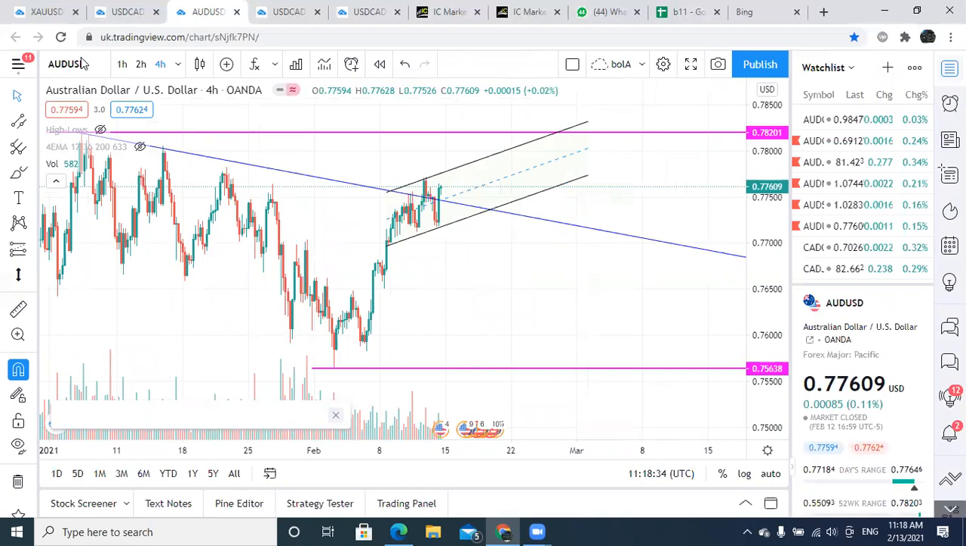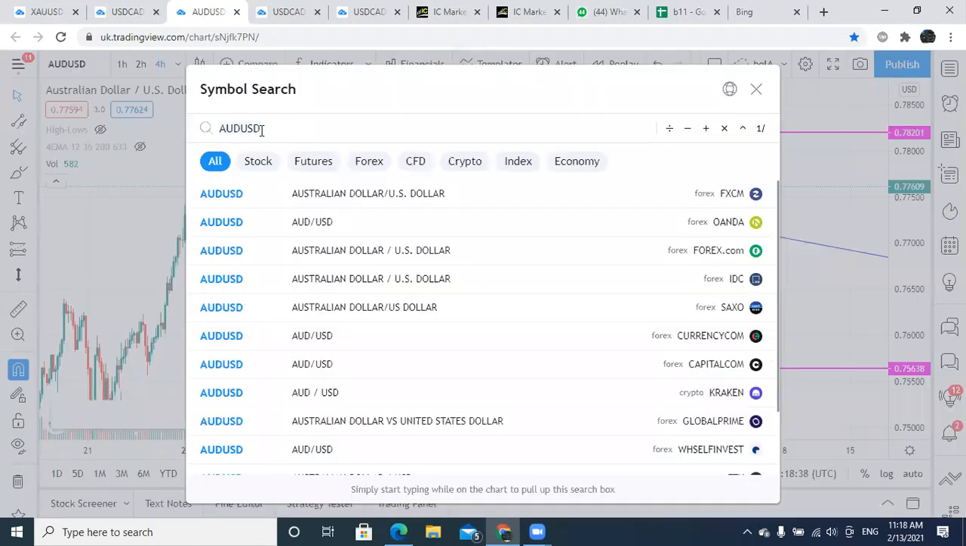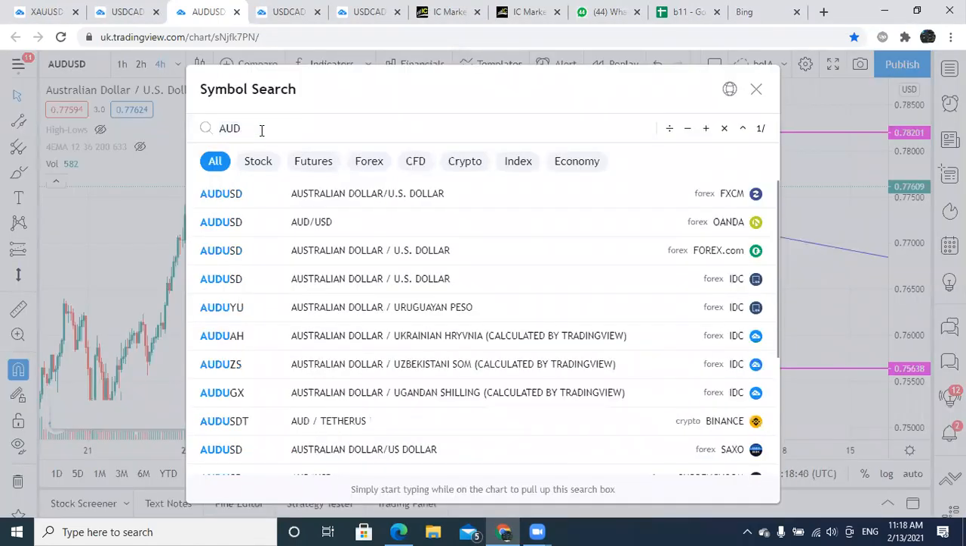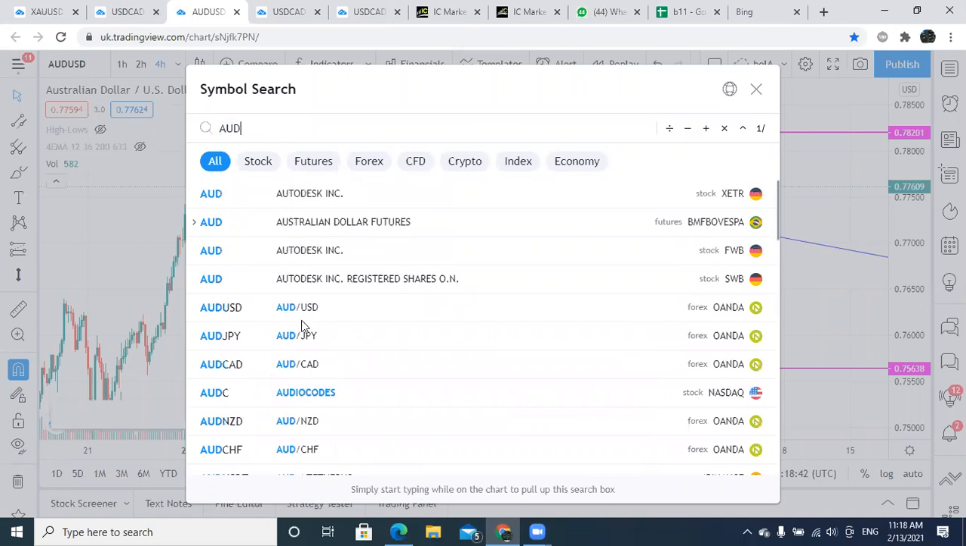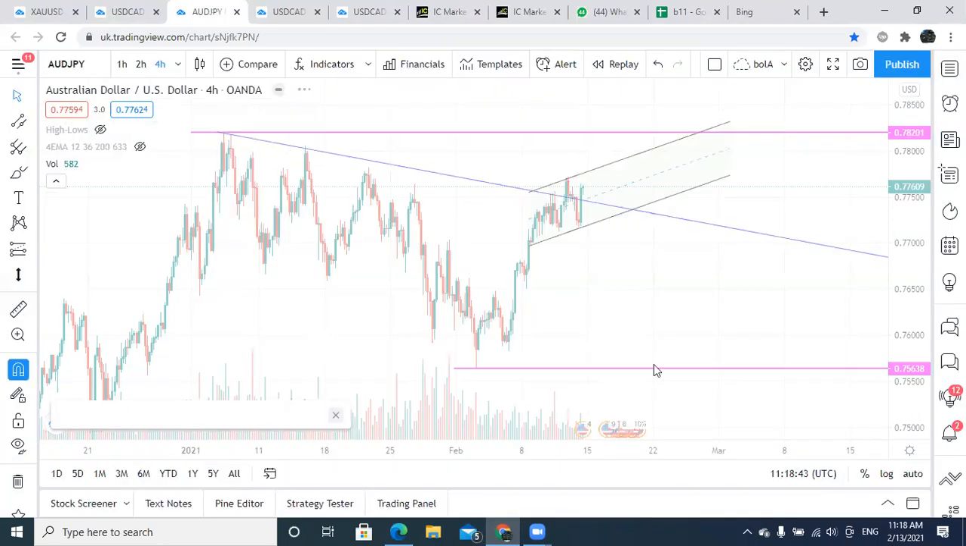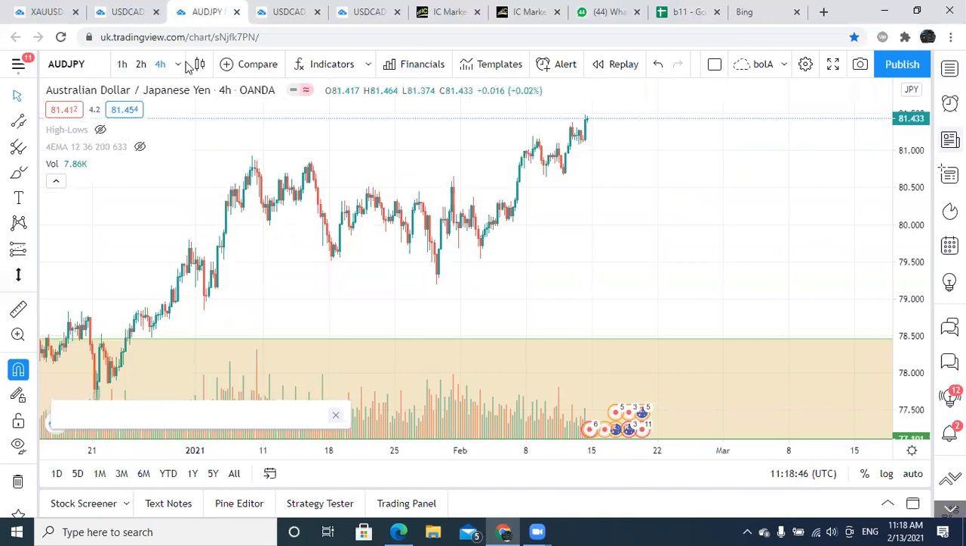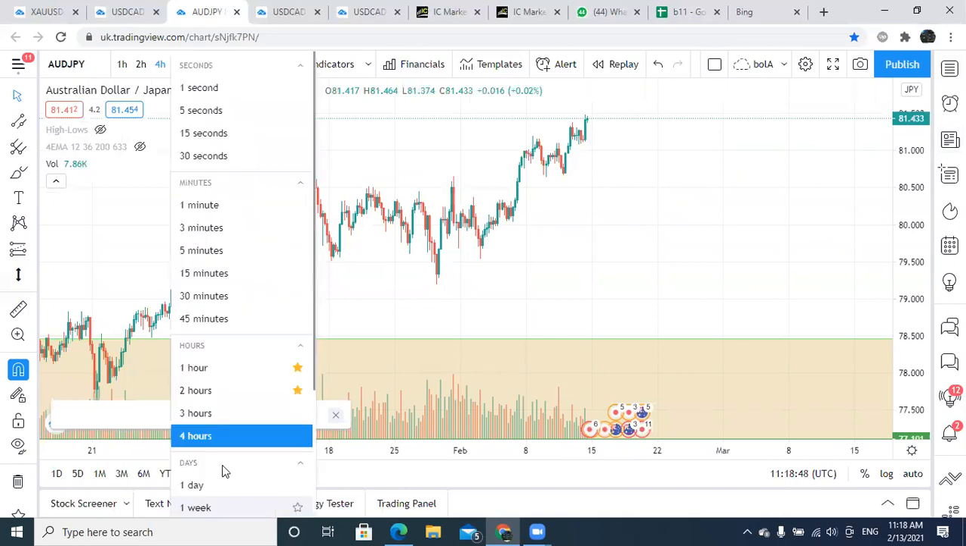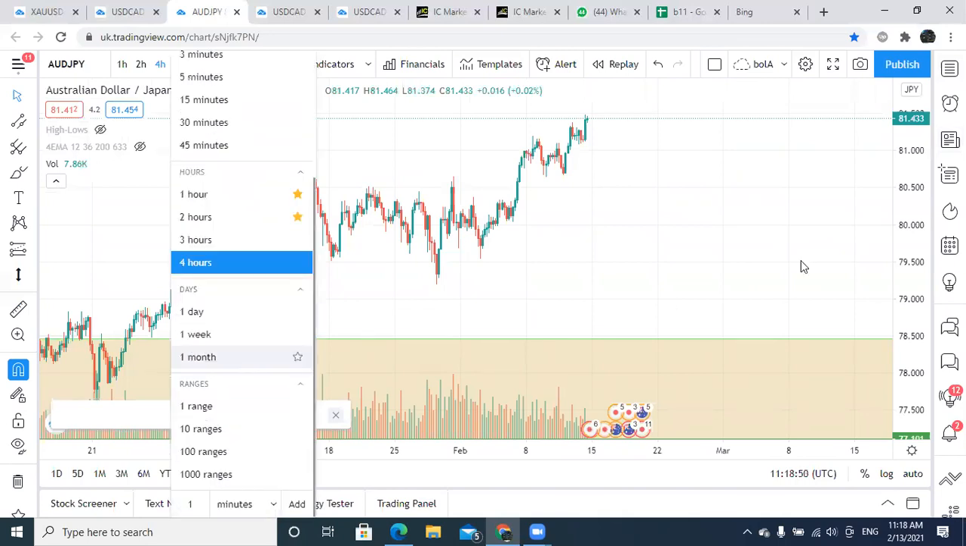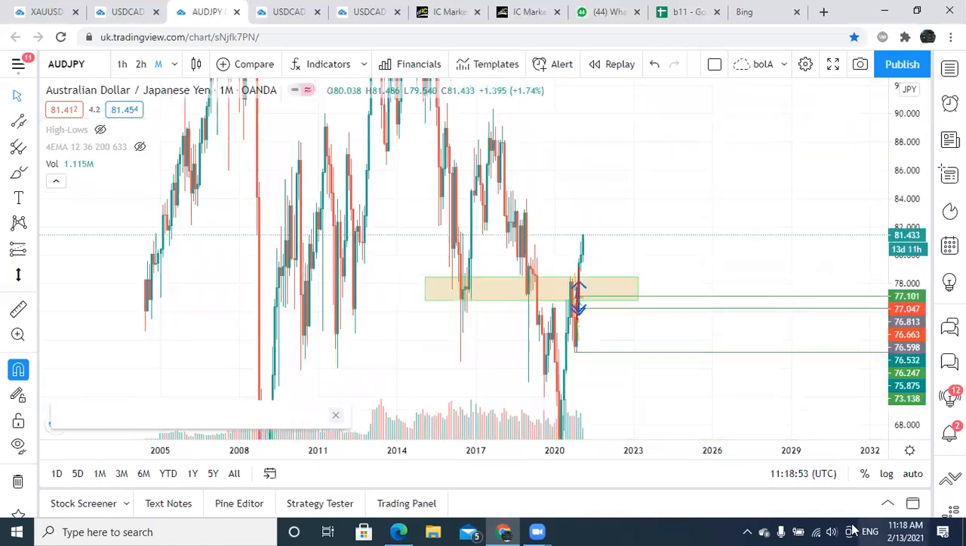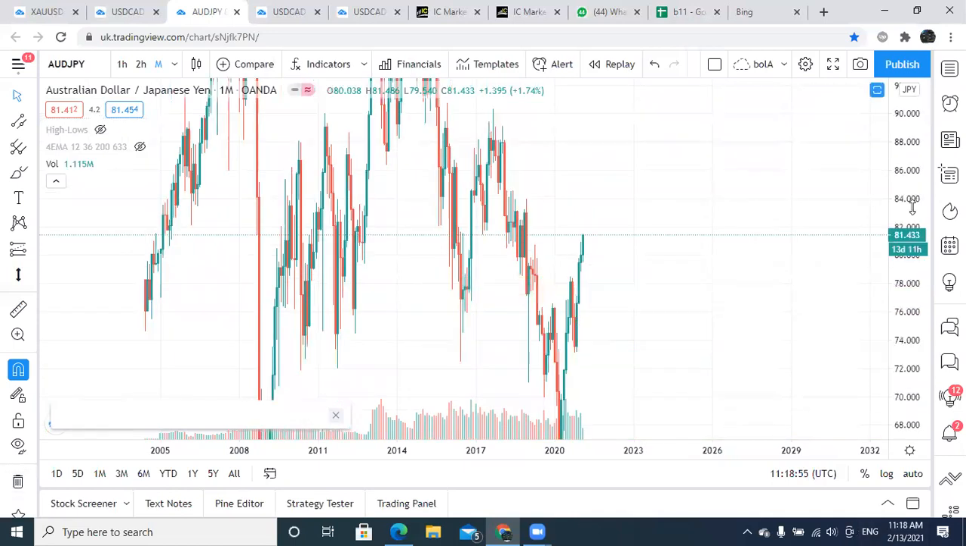We can look at another Aussie again and say to ourselves that Aussie is rising on Aussie dollar. Let's look at what Aussie is doing on Aussie yen. All right, so having said that, we go to monthly quickly, and then I'll delete this.